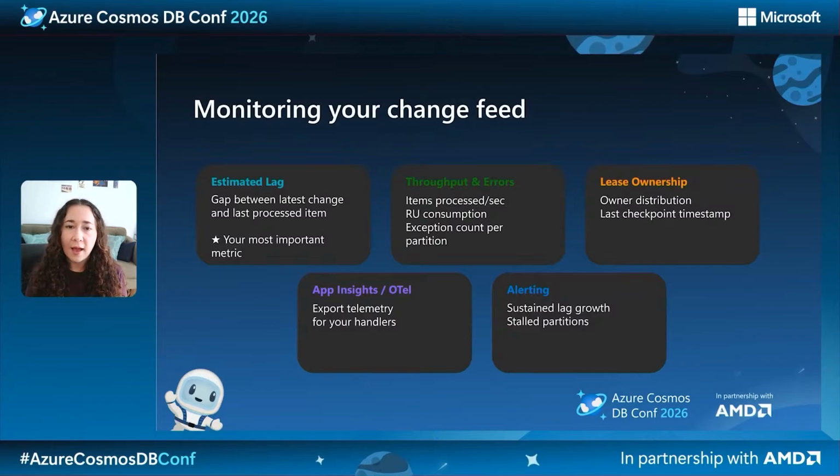While this estimated lag gives you a number of outstanding changes, it is intended to be an estimate, and it's not always the exact number of changes that are actually pending. The key thing to measure here is not exactly what the number is, but the slope of how the number changes over time. Is your lag steadily increasing? Is it decreasing? Are you staying constant? This will really help you understand if your change feed app is healthy. Some other things you can take a look at is the throughput of your change feed processing.